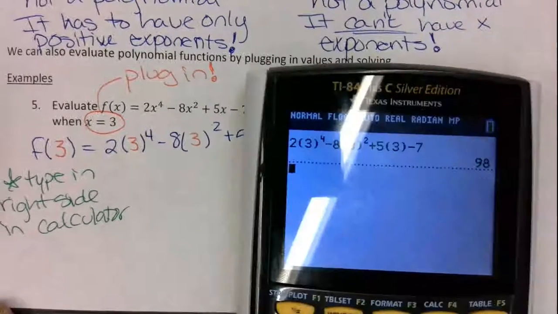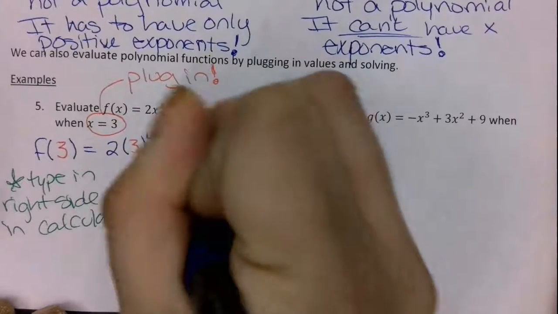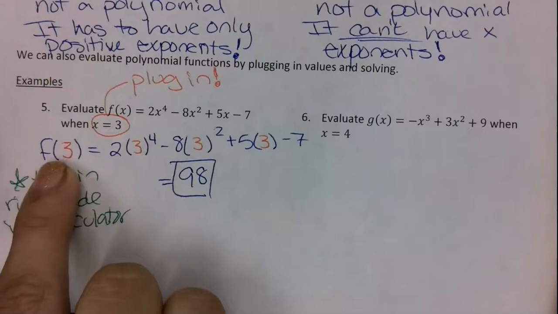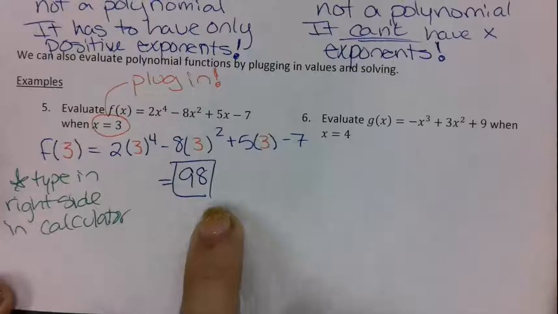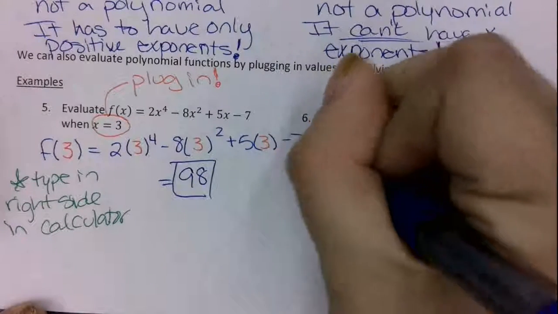Oh, you can't see my answer. 98. That's the whole answer. So questions on number 5? This is just telling me I plugged in 3 and I got out 98. That's all the left side tells me. So I'm going to do the same thing for number 6.